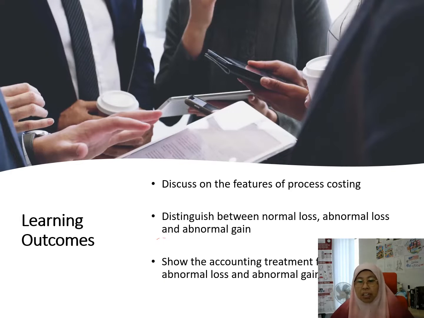The learning outcomes for process costing will be to discuss the features of process costing, to distinguish between normal loss and abnormal gain, which are losses that occur in process costing, and then to show the accounting treatment for normal loss, abnormal gain, and any scrap value.